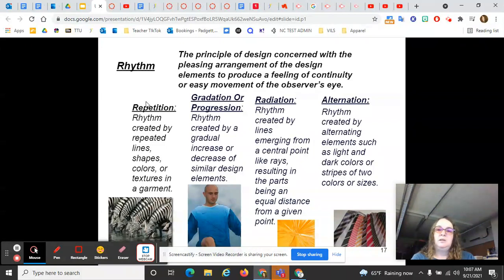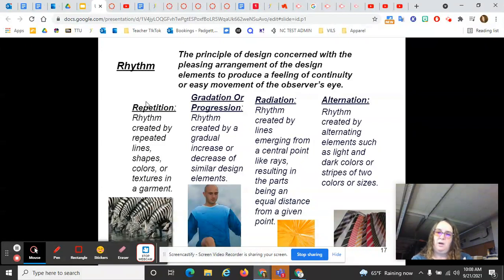Radiation is exactly what it sounds like. It is radiating from a central point. Okay. Rays of sunshine. And usually it gives a focal point, like a center point. Think of an eye of a storm. That's your center point, and everything radiates out from it.